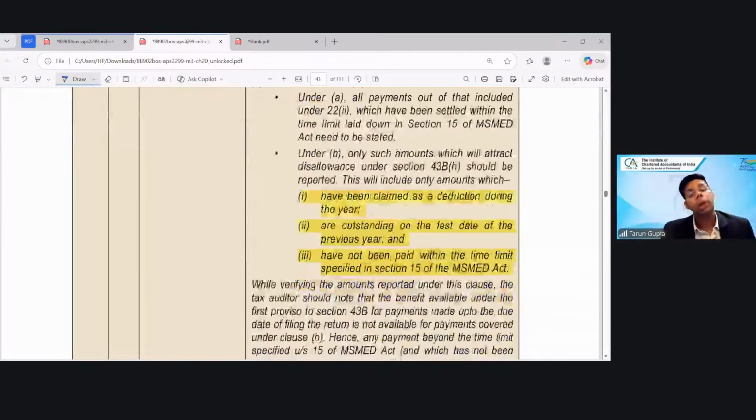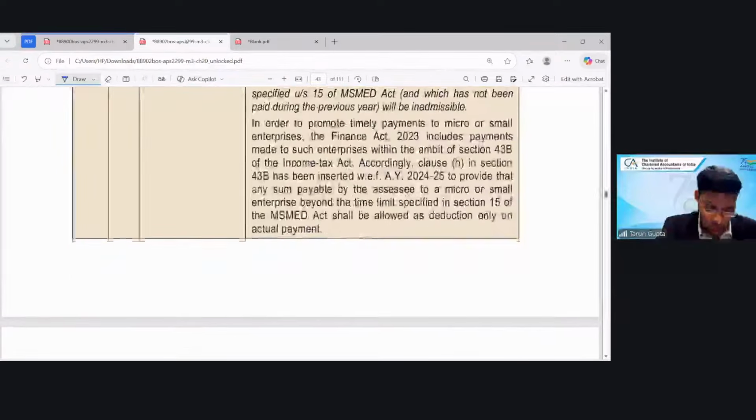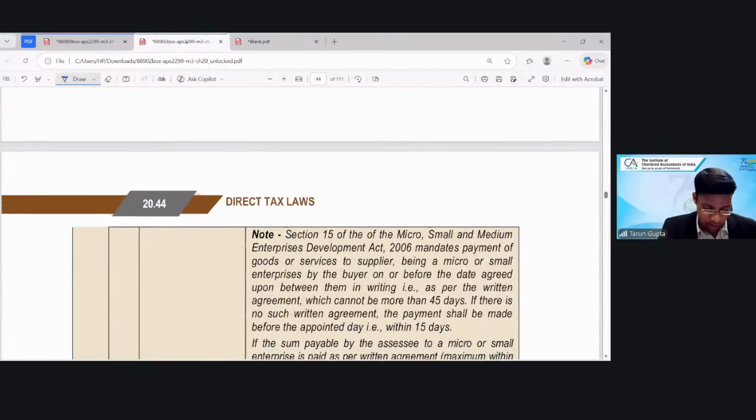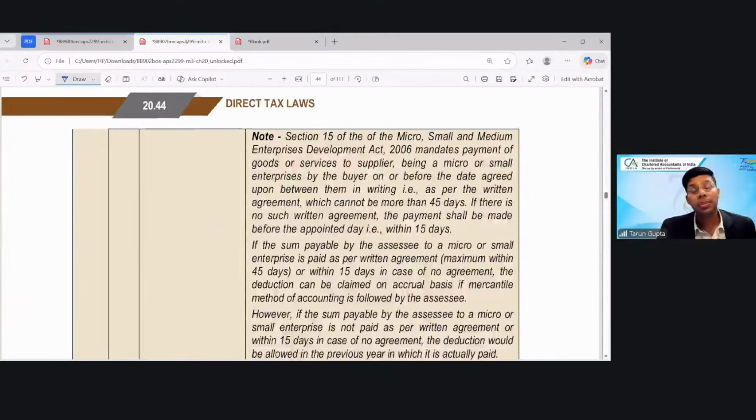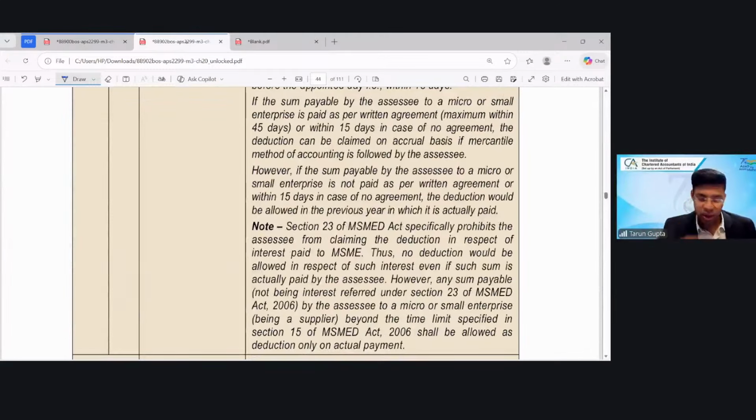Here you have to also see the disallowance of section 43B clause (h). What does clause (h) say? Clause (h) says that if any amount was payable to the MSMED and it is paid beyond the due date as per the MSMED Act, and it was payable as on 31st March, then such amount shall be disallowed and shall be allowed only on the payment basis. The option to claim the deduction up to the due date of return of income is not available for clause (h), if you remember.